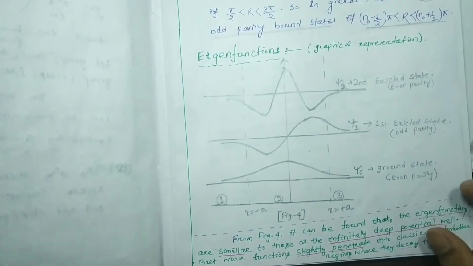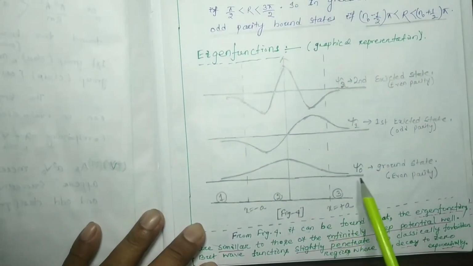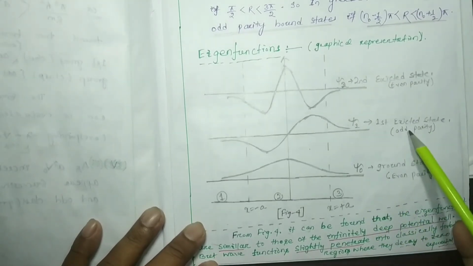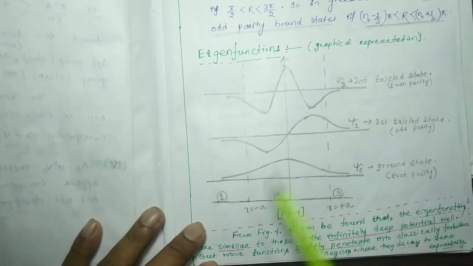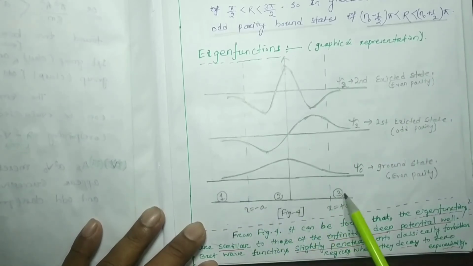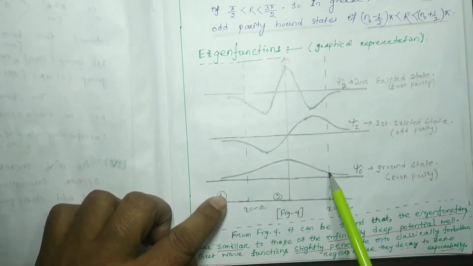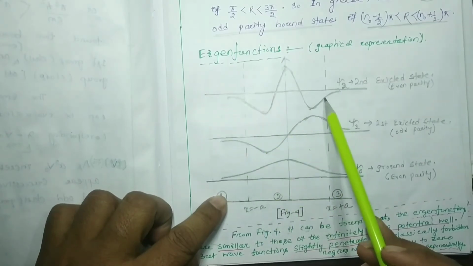Now we are going to represent the eigenfunctions. We found that the ground state is always even parity, then the first excited state will be odd parity, the next one will be even parity, like that. So this is your region 1, region 3, and in region 1 it will be a decreasing function. This is decreasing, this is decreasing and decreasing.